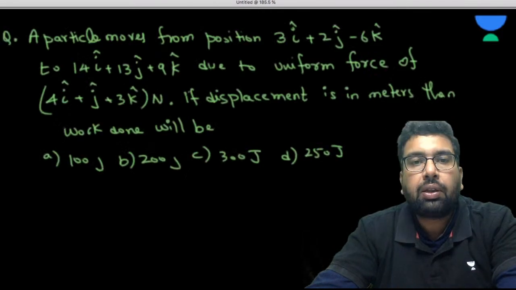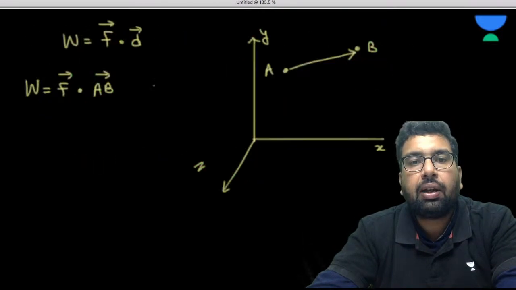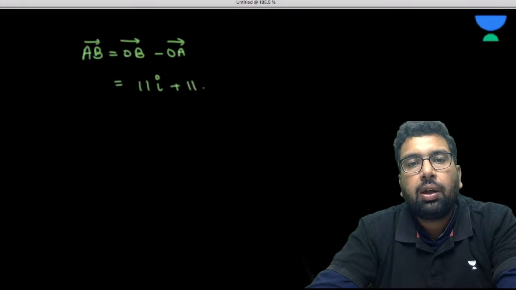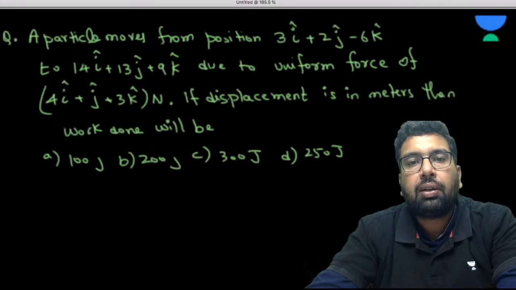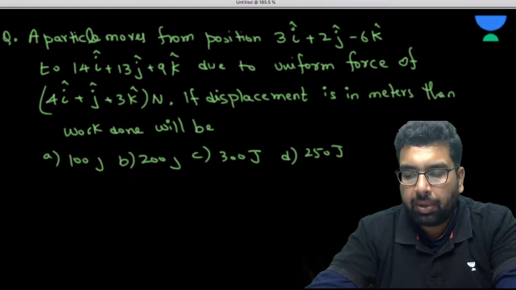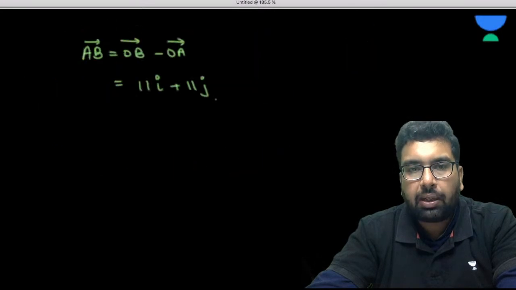So this is 14 minus 3, 11, then 13 minus 2, that is 11, and 9 minus minus 6, so that is 15 of k. So this is going to be your displacement vector.